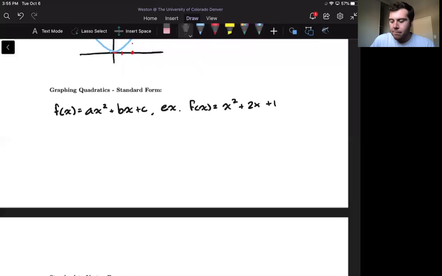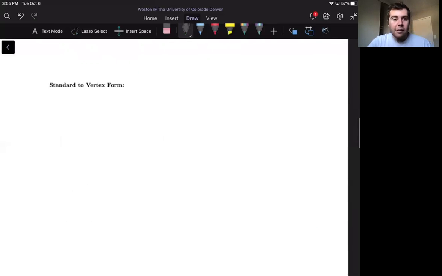This is much harder to graph. We don't see it as a clear graph transformation. We can figure out the y-intercept pretty easily. Our y-intercept is just when we plug in x equals 0, which implies that f of 0 is 1, and that's our y-intercept. But that's about all we're able to get out of the graph of this. And so our way of remedying this is through a technique of converting a standard form to vertex form.